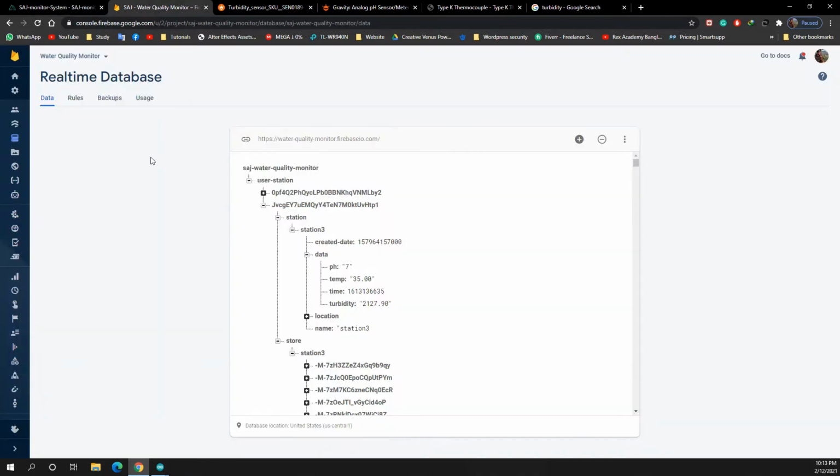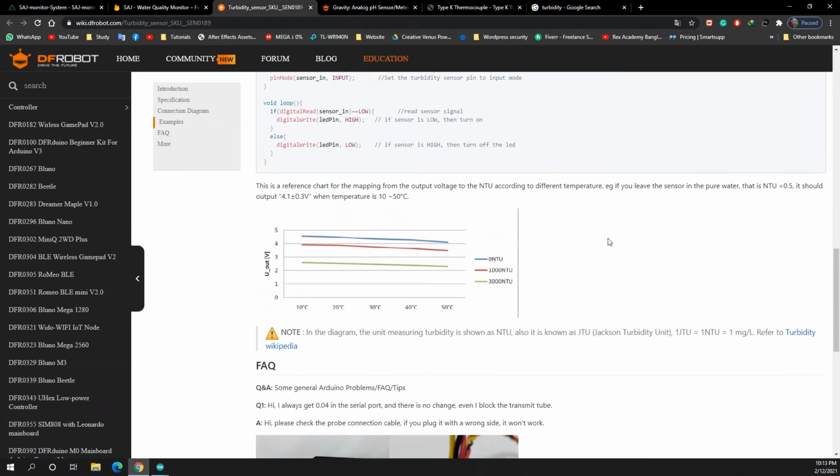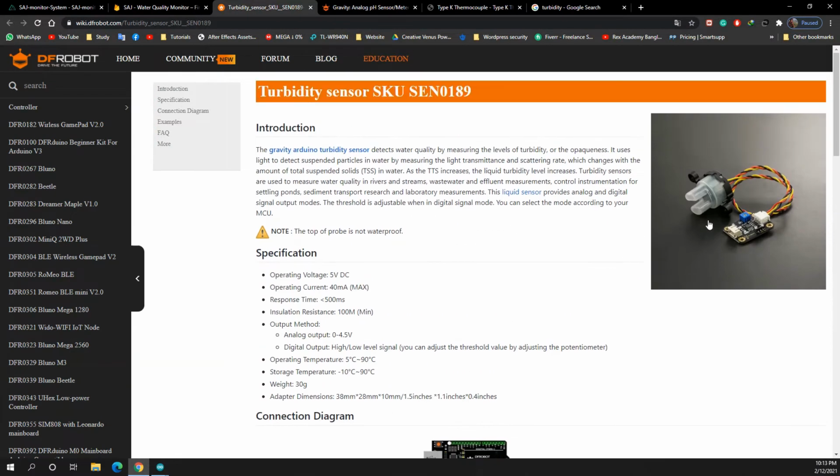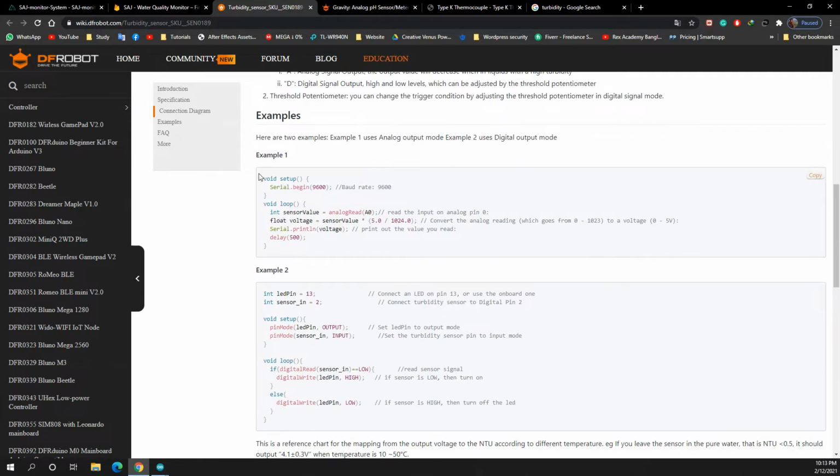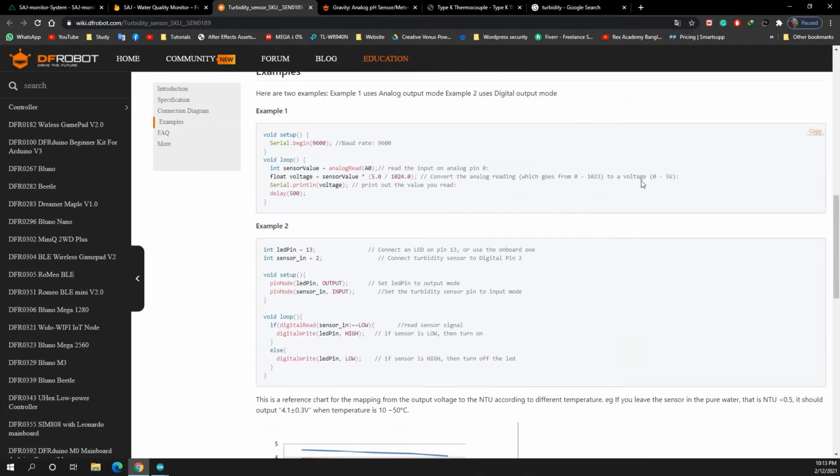For the database, I have used a Firebase real-time database where the values are stored, which is sent from the microcontroller. For the turbidity, I have used this turbidity sensor, which is a laboratory-grade turbidity sensor. And if you look at the example code given by the manufacturer, the turbidity gives an output of voltage, which is between 0 to 5 volts, the reading.